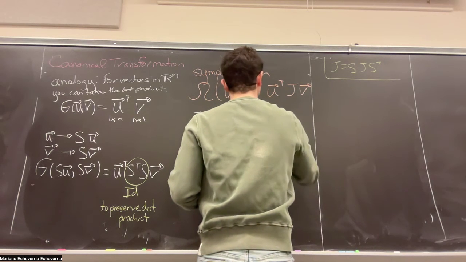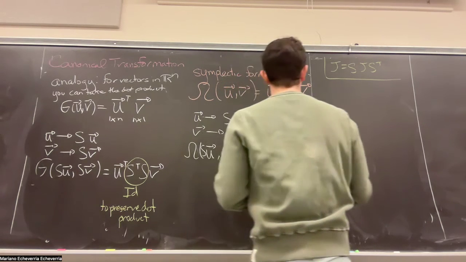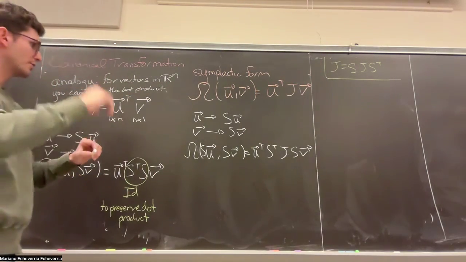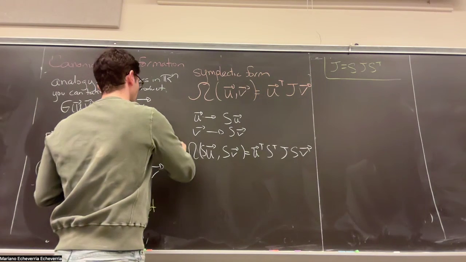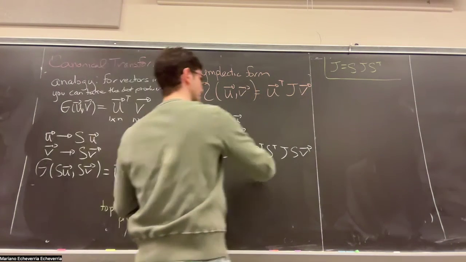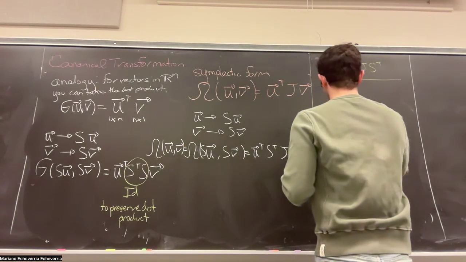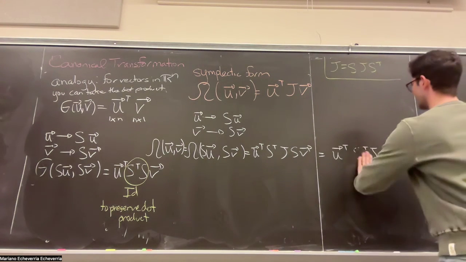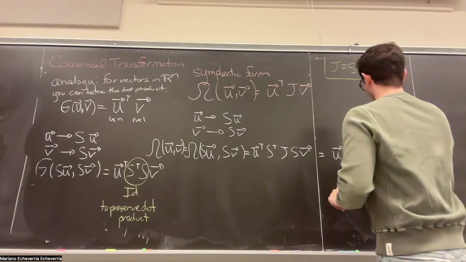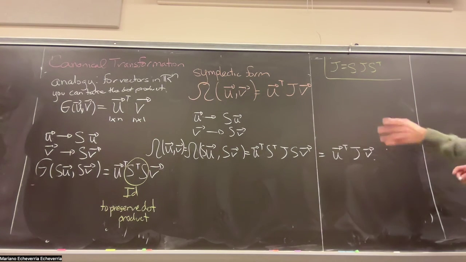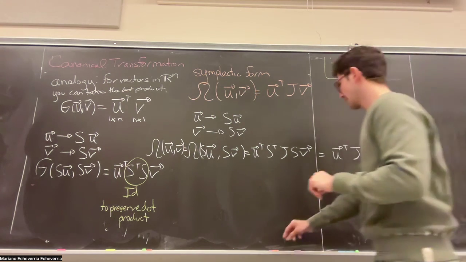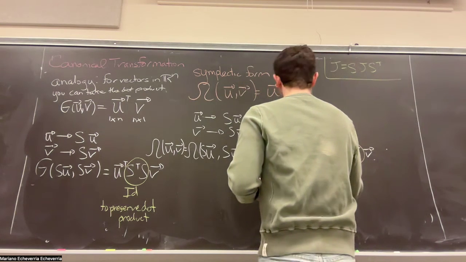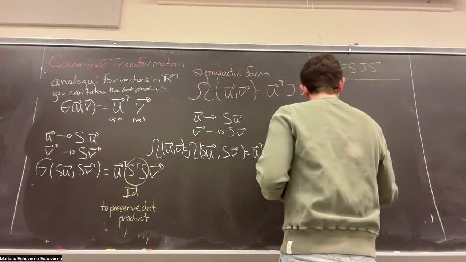Again, it becomes U transpose, S transpose, J, S V, right? So if you want this to be exactly the same value as omega of UV, if you want these two things to be the same, for these two quantities to agree, you need S transpose J S to be the same as J.